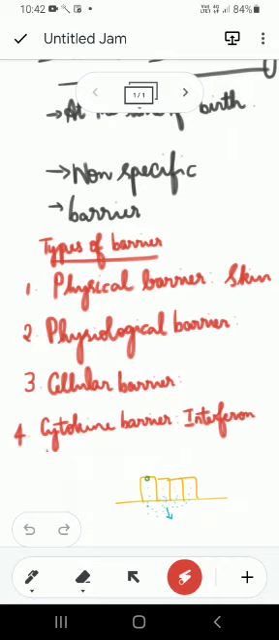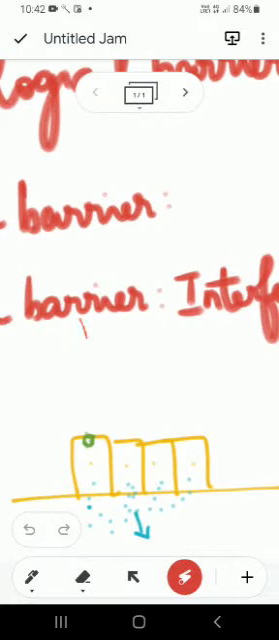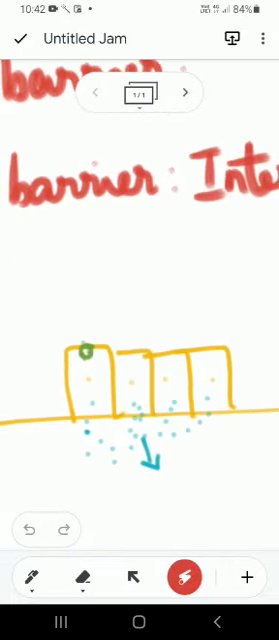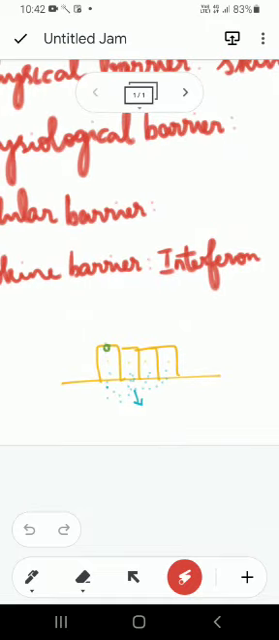And the fourth one is a cytokine barrier. Main example for cytokine barrier is interferon. We'll see the working of this interferon. When this cell is affected by a virus, this cell secretes some protein called interferon. This interferon protects the other cells from the further activity or the further infection of this virus. Thus, the interferon also protects the body from the disease causing viruses mainly.